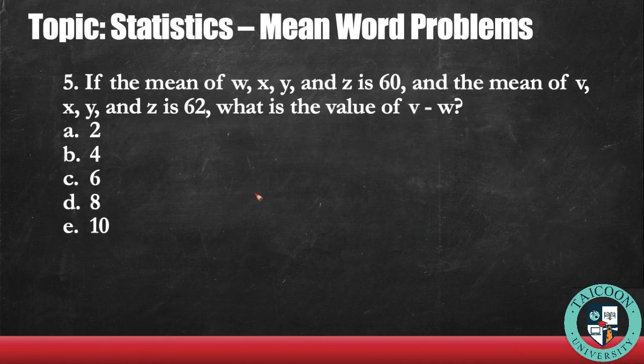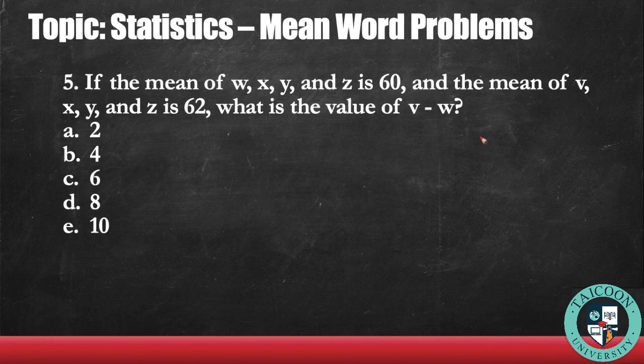If the mean of W, X, Y, and Z is 60, and the mean of V, X, Y, and Z is 62, what is the value of V minus W? I will tackle the equation that includes V first, and then the equation that includes W second. Make sure you pause this video and give this question a try before you actually watch the solution.